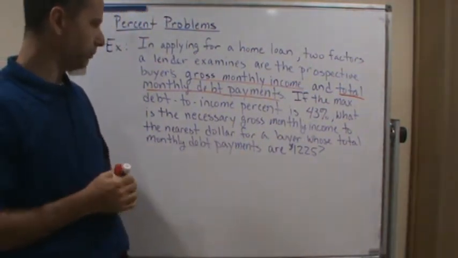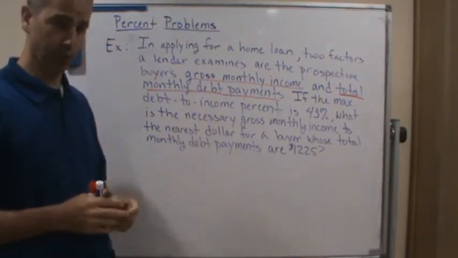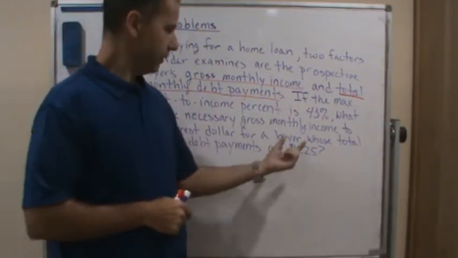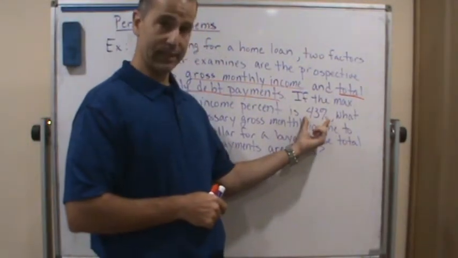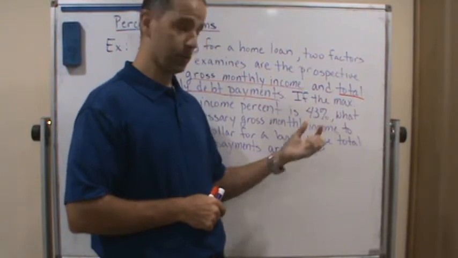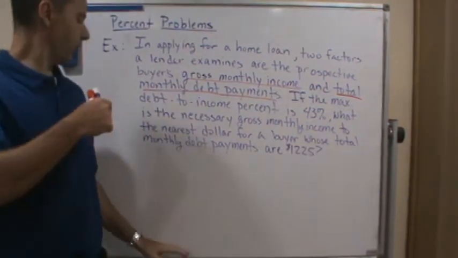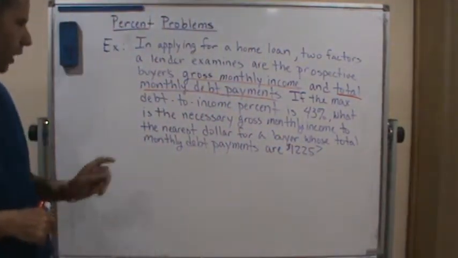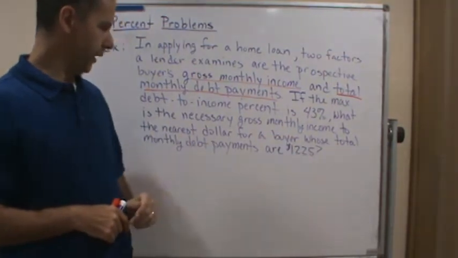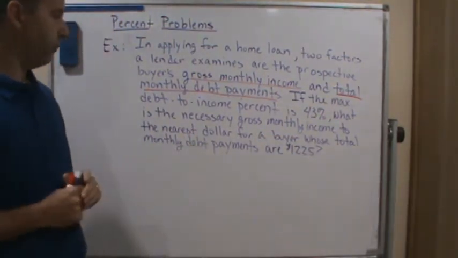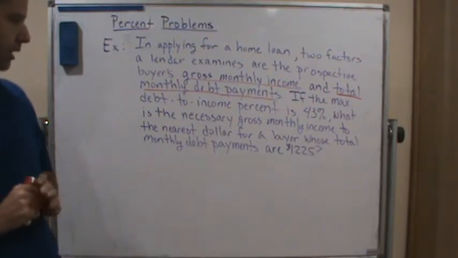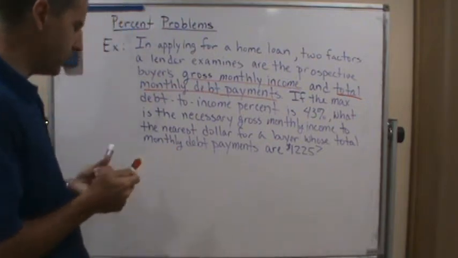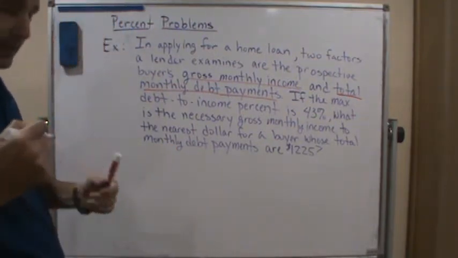Now, if you take the ratio of these two, what they call the debt-to-income percent or the debt-to-income ratio, they're saying, what if that maximum debt-to-income percentage is 43%? Okay. So let's use that as an example. What is the necessary gross monthly income to the nearest dollar for a buyer whose total monthly debt payments are $1,225?